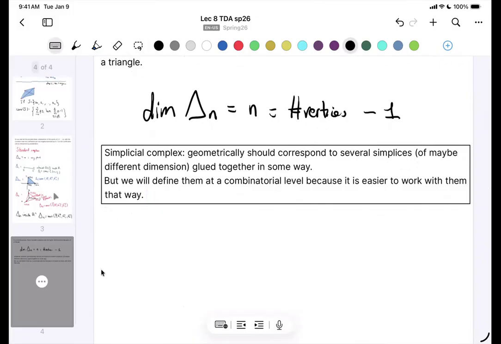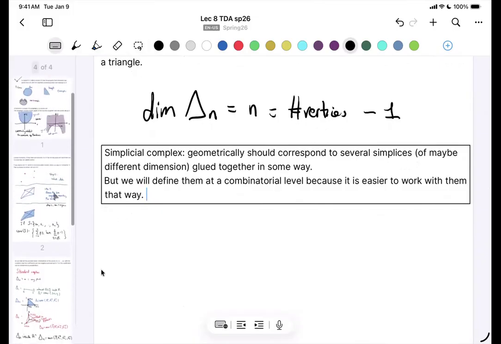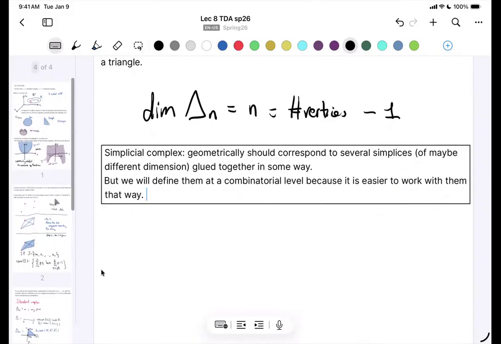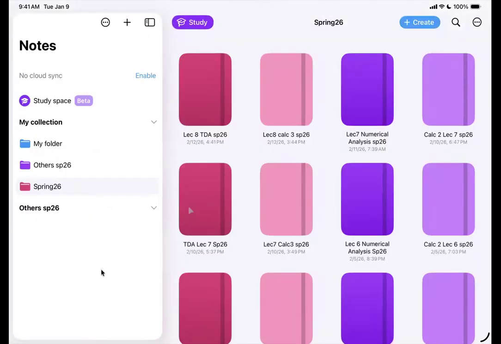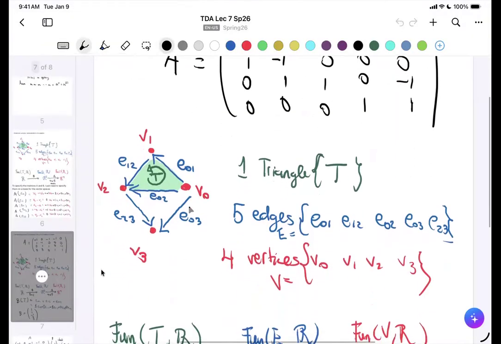So let's do it first with the example I was mentioning last time, and I'll explain why that is a simplicial complex from our perspective. Let me see if I can copy and paste a picture from the notes from last time. Okay.